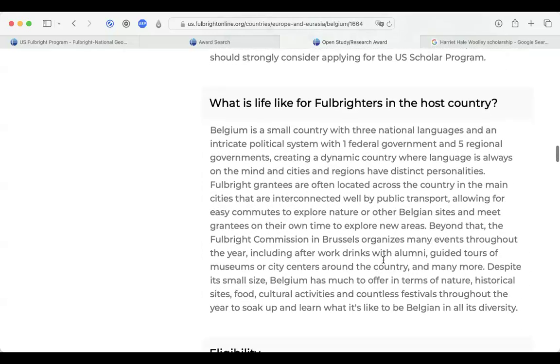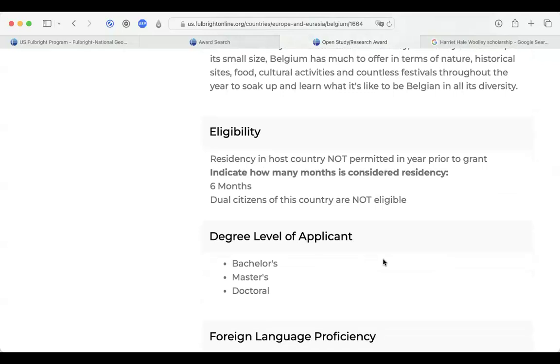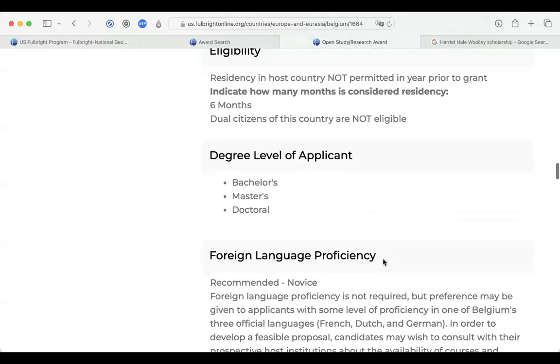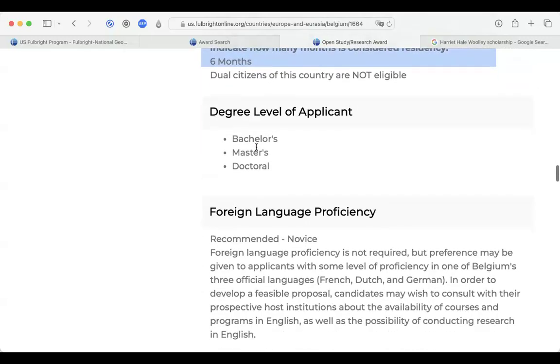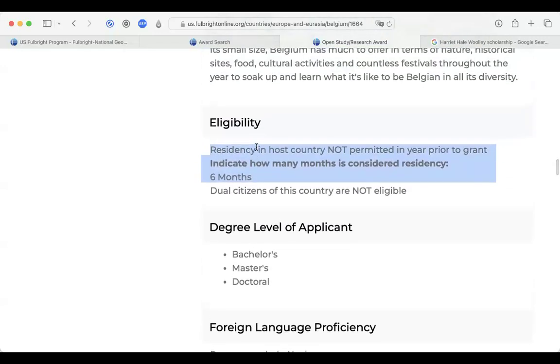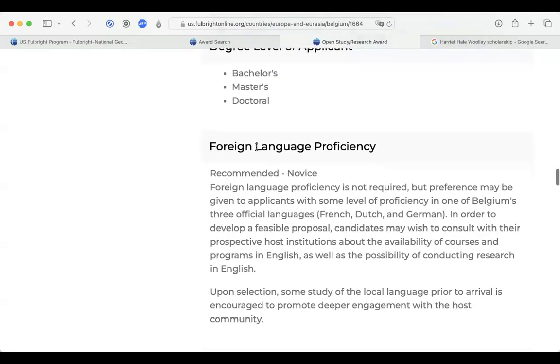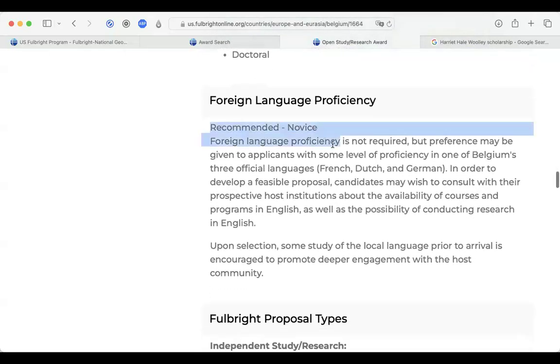Okay, now if we look at this in terms of eligibility, we see that you can't have lived there for 6 months in the year prior to the grant. So if, say, you've done a 6-month DOT award in Germany, then this would not be the year to apply for that if they had that exact same 6-month criteria. And you see, they recommend that you have at least novice proficiency in one of the 3 official languages, at least. If you have more than novice, awesome.